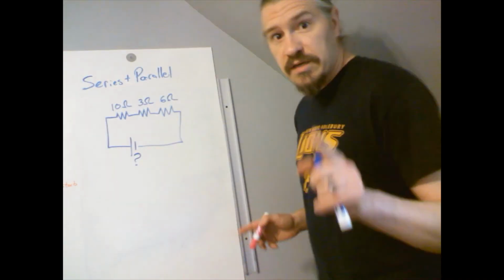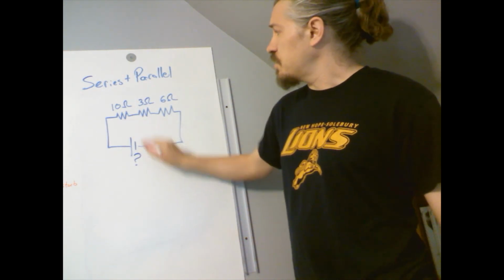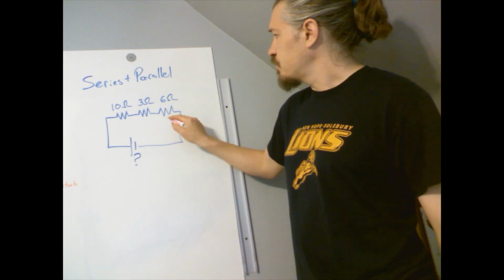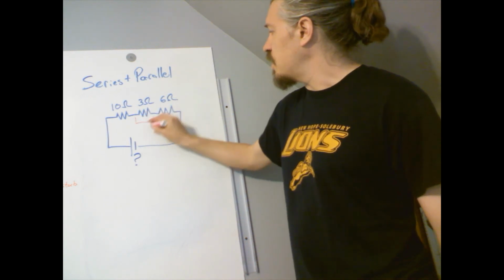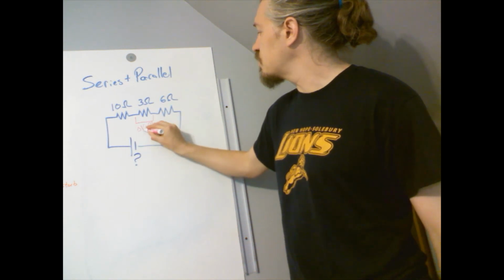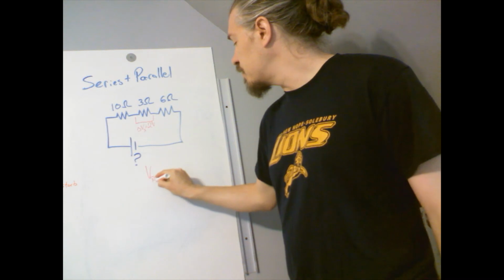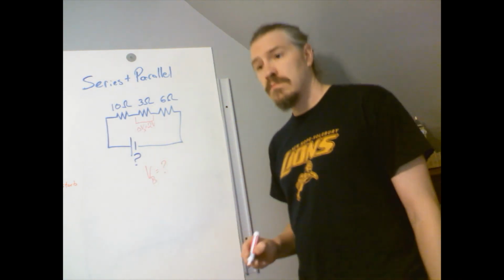All right, here's your question for the series problems. You have a series circuit, 3 resistors. There is a 2-volt drop across the 3 ohm resistor. What is the voltage of the battery? Give it a shot.